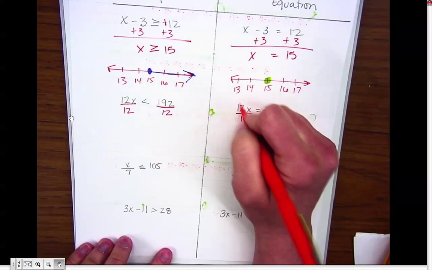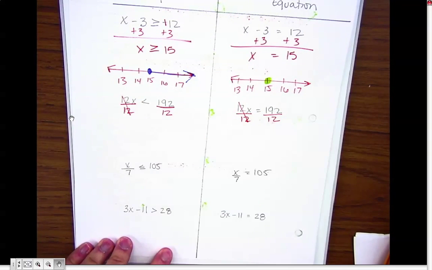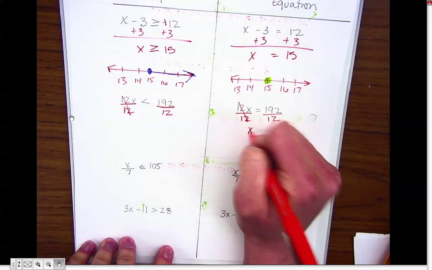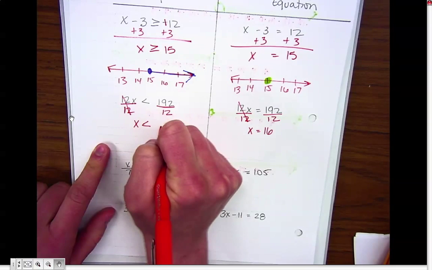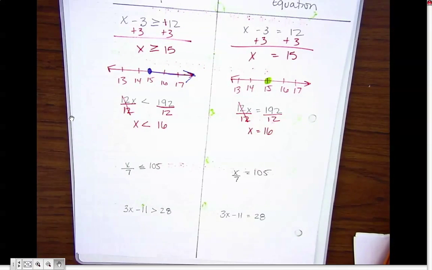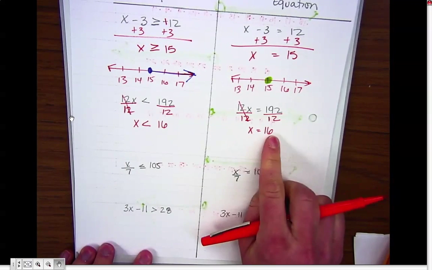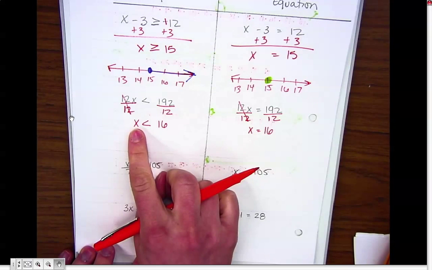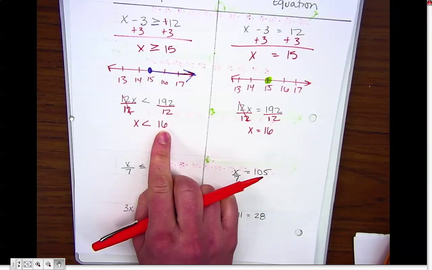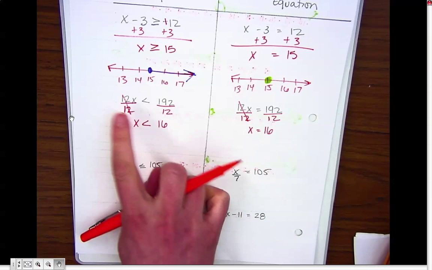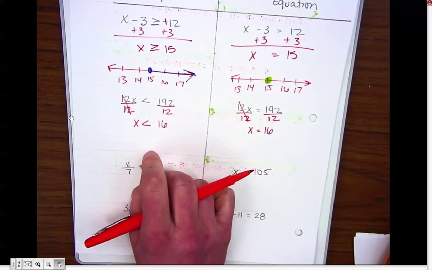All right, this still cancels out. Here I'm going to get x equals 16. Here I'm going to get x is less than 16. The difference is in the answer. This, one answer, x equals 16. This is a solution set. I can pick any number that is less than 16 to plug in for this to be a true statement.